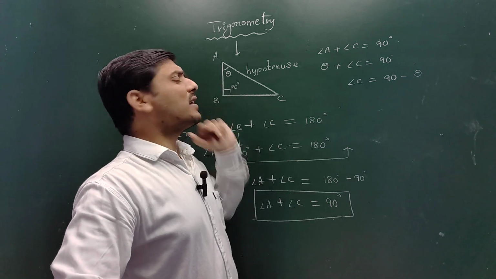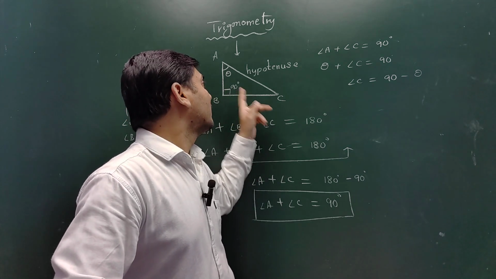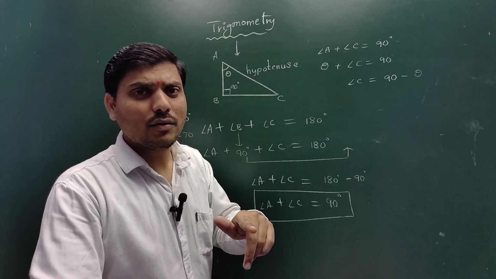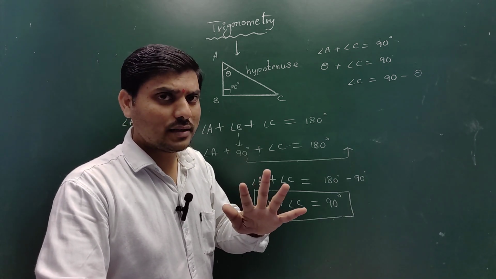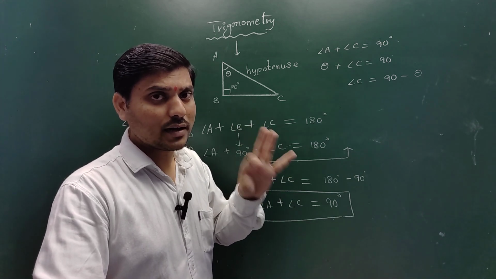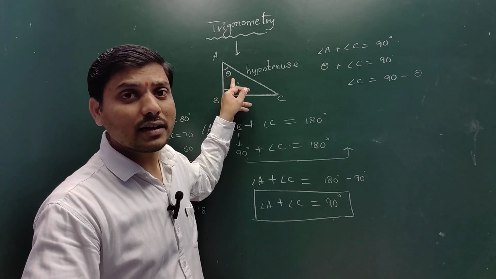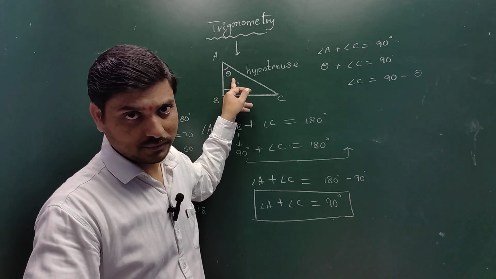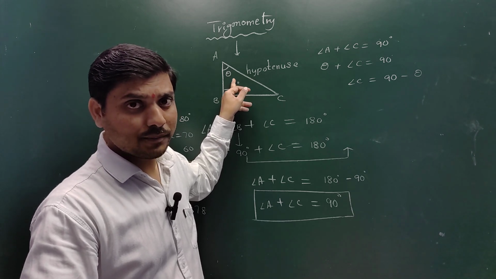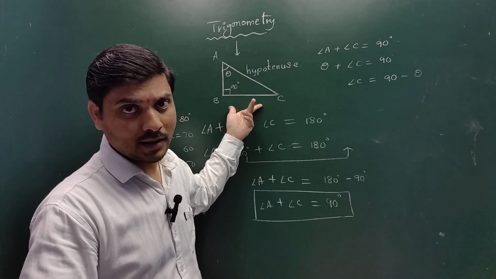What do you say about the remaining two sides? Here AB and BC. These two sides' names depend on the acute angle. What is an acute angle? Already explained: an angle between 0 and 90 degrees is called an acute angle. Now I am taking capital A vertex, angle A is equal to theta. This theta is an acute angle. Okay. Now this acute angle is very important, because the side opposite theta is BC.